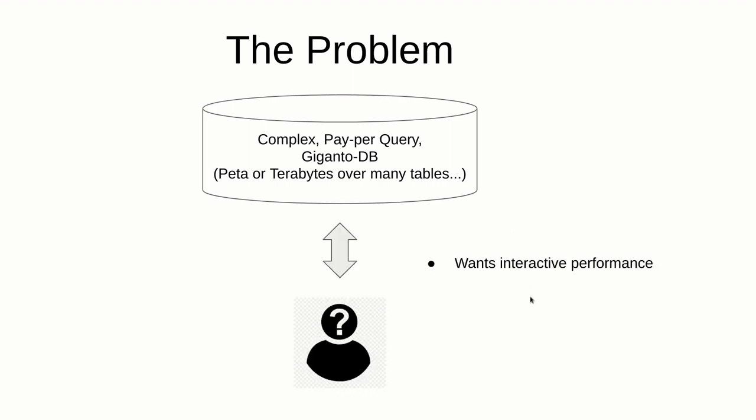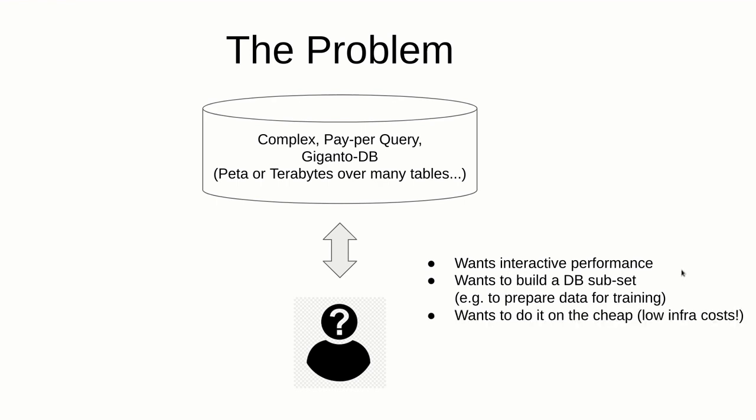But what the user wants is interactive performance. They want to be able to explore this thing interactively. They also want to section out a subset of the database that they're going to use for training or something else, or just get a little portion of the full database, and interactively build that up and determine what that is. And they want to do it cheaply. If they're asking lots and lots of questions over the giant database, that could get very expensive. So they want low infra costs.